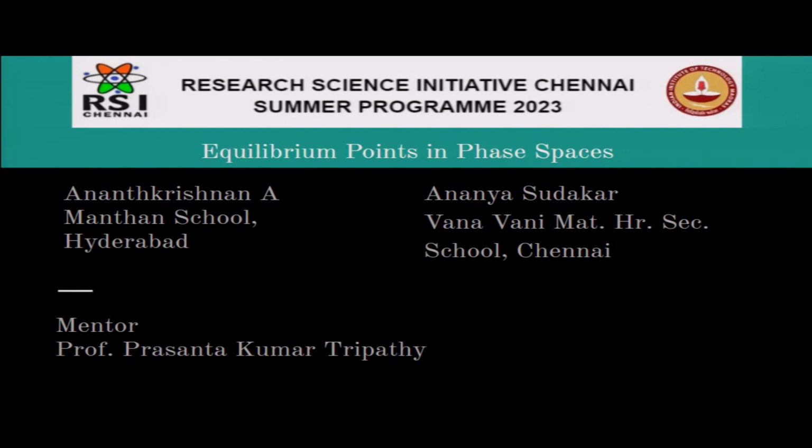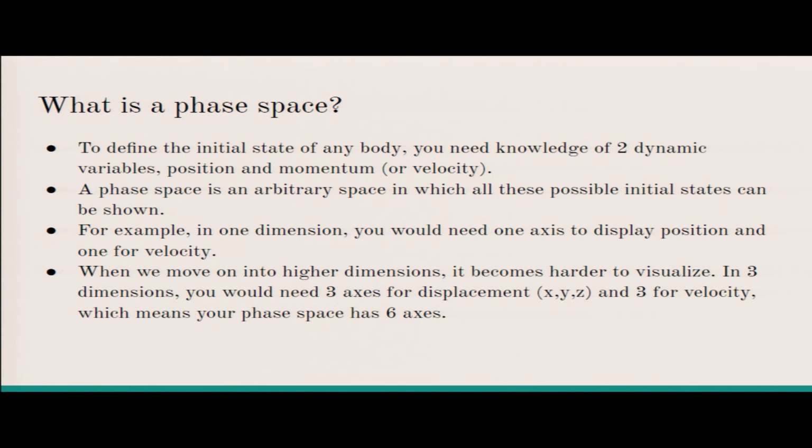Good morning. Today we'll be talking about equilibrium points in phase space. So we'll start off with what a phase space is. To define the initial state of any body, we will require the knowledge of any two dynamic variables. These variables are position and momentum, though we can also use velocity instead of momentum.